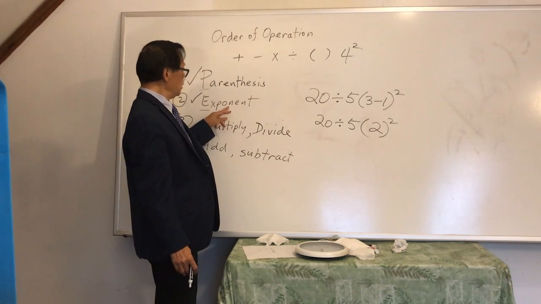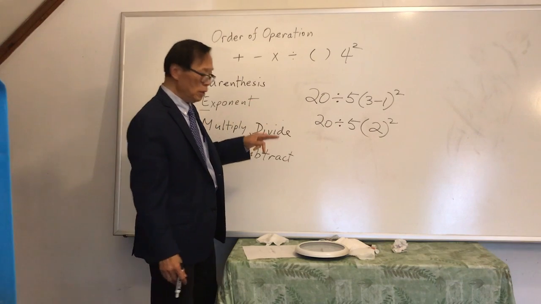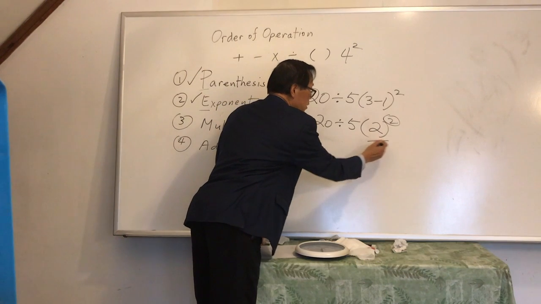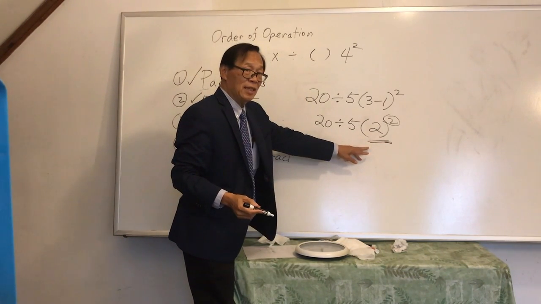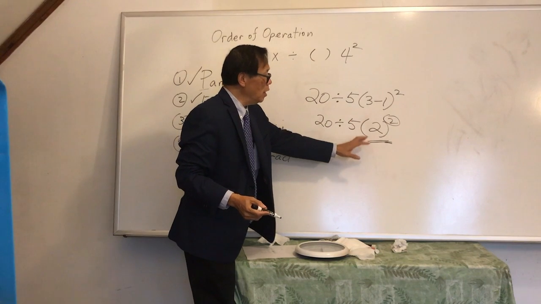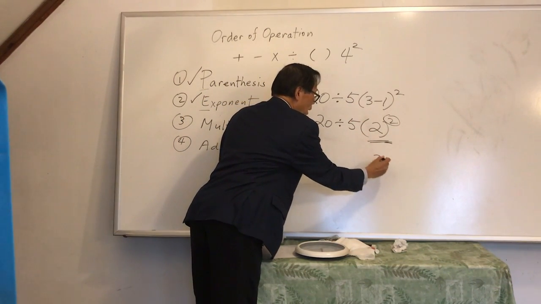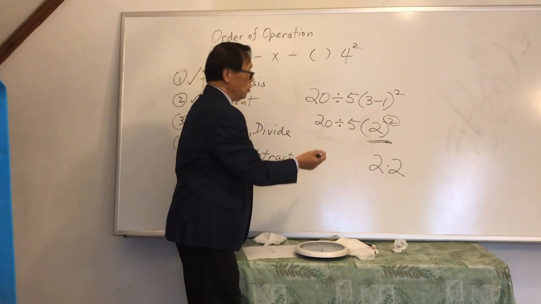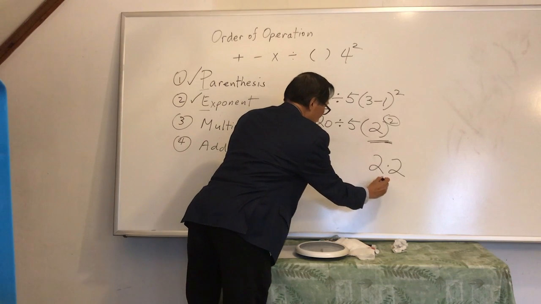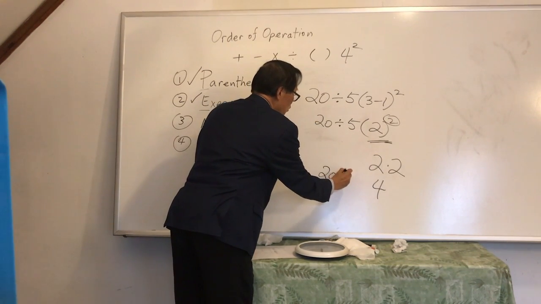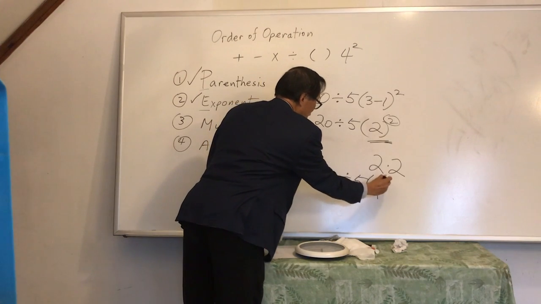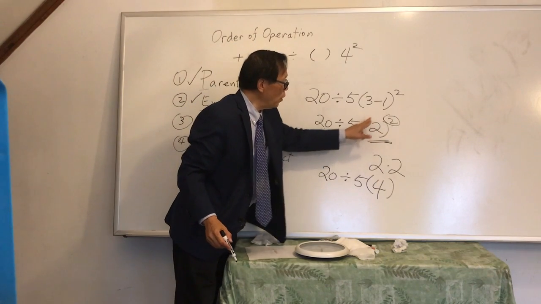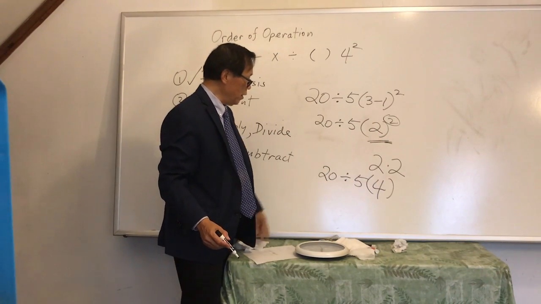Now the second rule is exponent. So do you see an exponent? Yes. This 2 is an exponent. So the exponent always tells you the base, the big number that's already underneath. Take that big number and you multiply by itself that many times. Since it's squared, there's 2 of them. So 2 of them would be a 4. Again, we continue to write what we didn't change. So we keep track. As you can see, it's 20 divided by 5 times 4 now, because 2 squared is 4. That's what we have here.